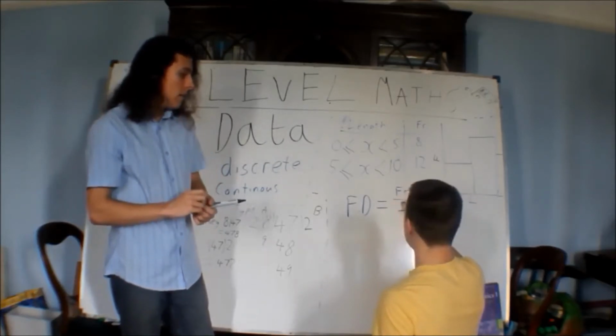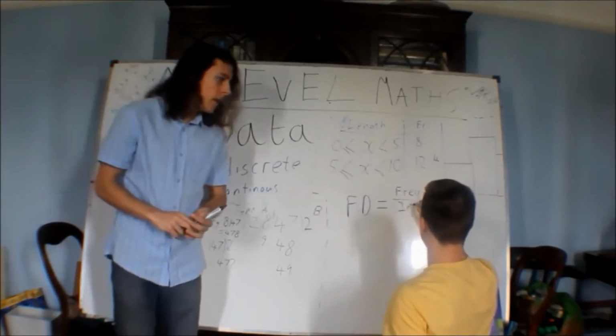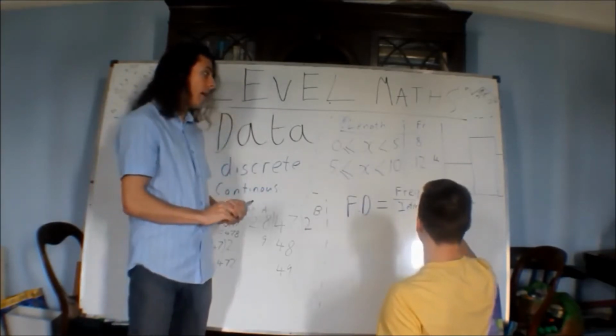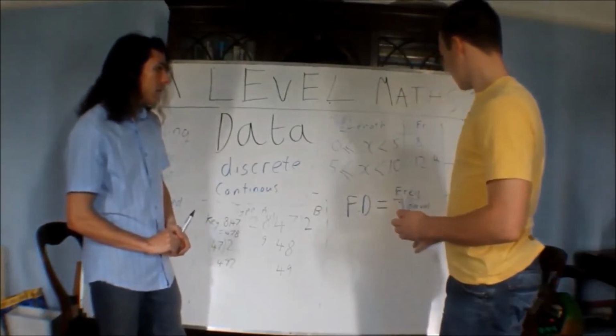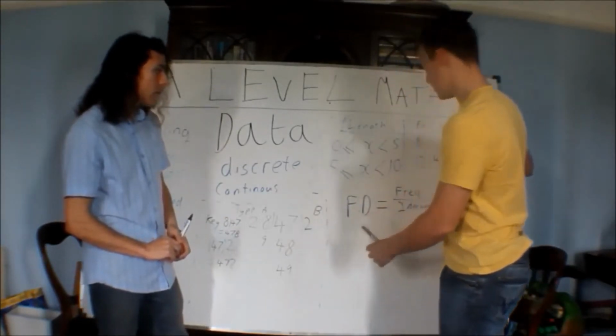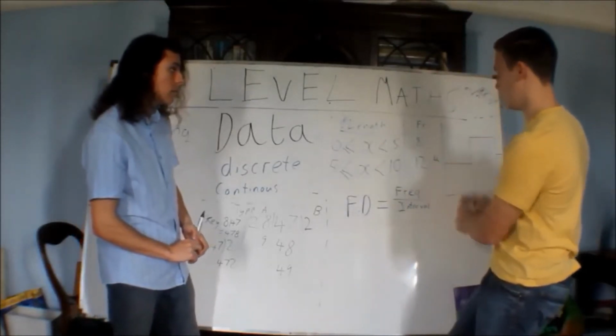I'm going to put interval so you can get used to using these words, but the interval in this case is length. It could be anything. It could be height, like we said before. It could be age. It could be anything. And when you've done frequency density from this table, I prefer to do it from a table so I can see what I'm doing.